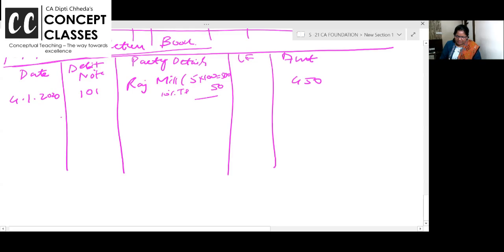Then we have 16th of January. Debit note number 103. We have returned the goods to Amrish Mills. 5 linen shirts at 260.